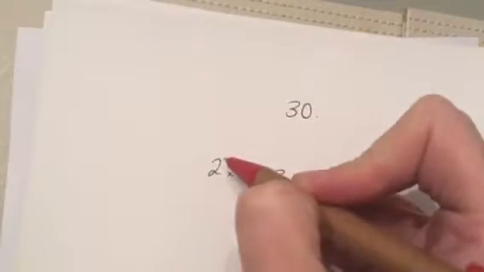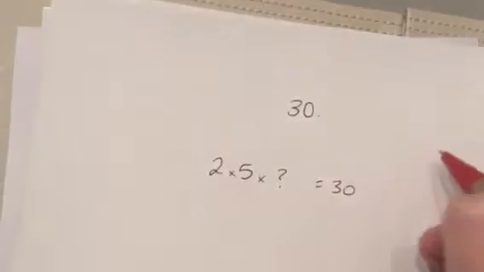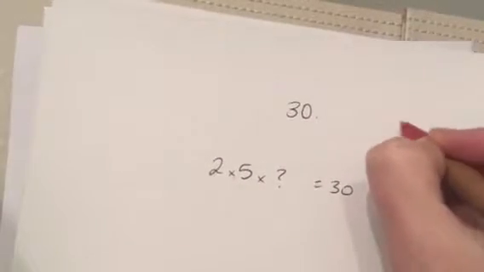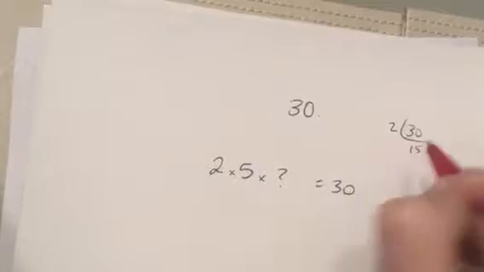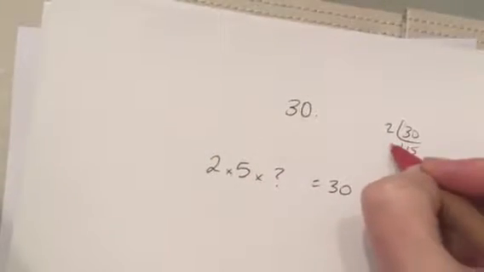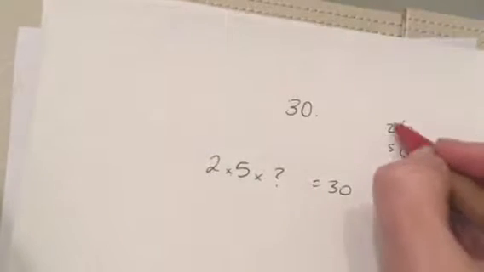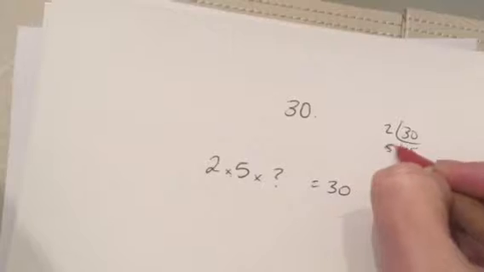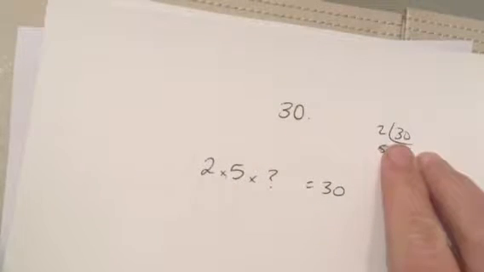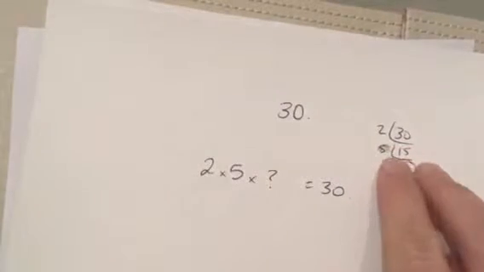Would you really go, oh, 2 into 30 goes 15, and then 5 into the 15 goes 3, so the other one is 3? That's the long way, to take one factor and just divide it in. That is actually the long way to do it.